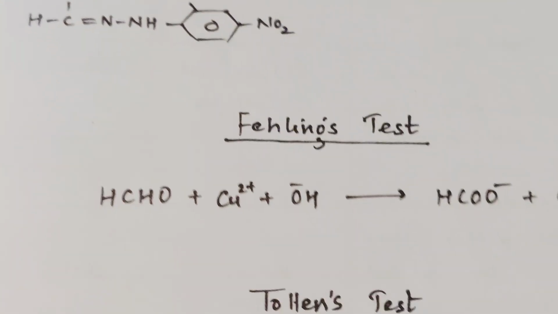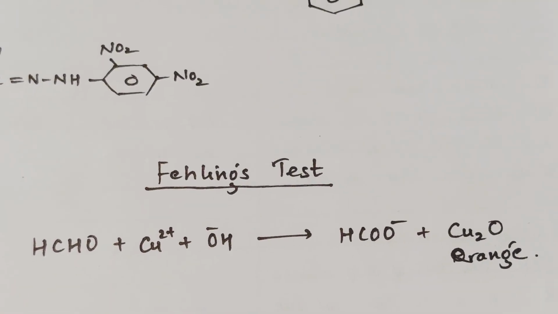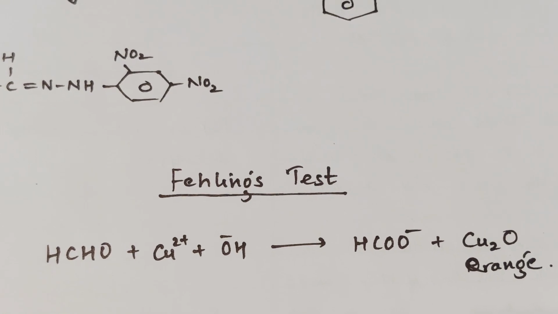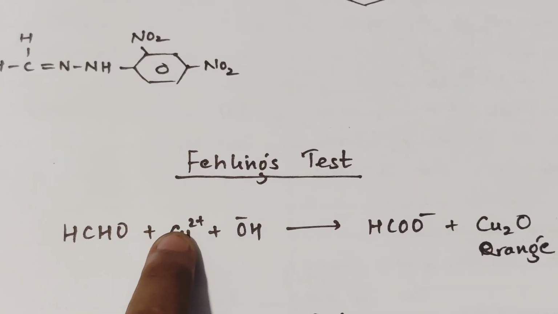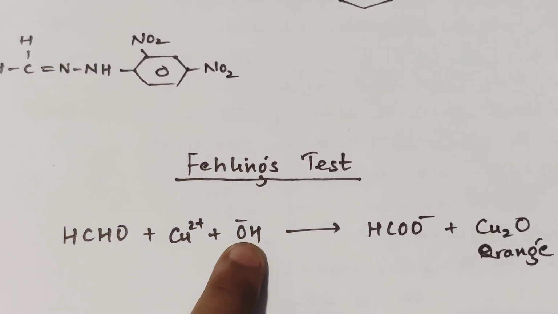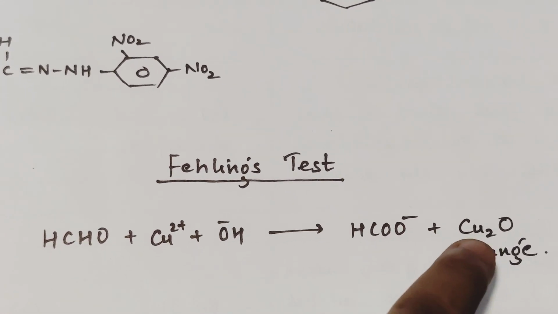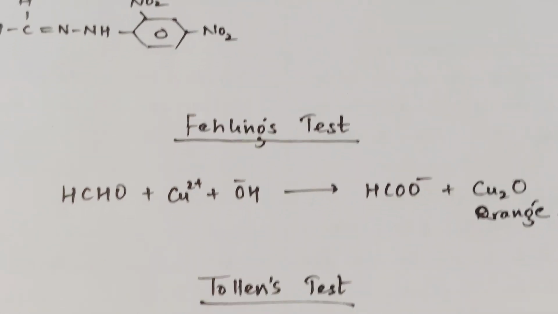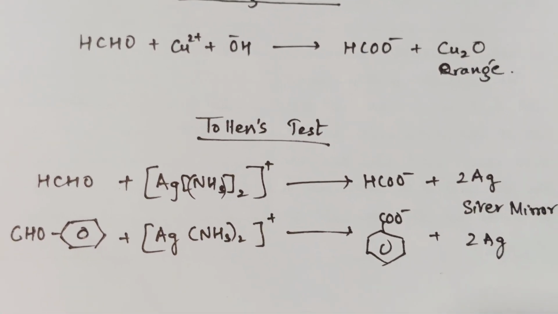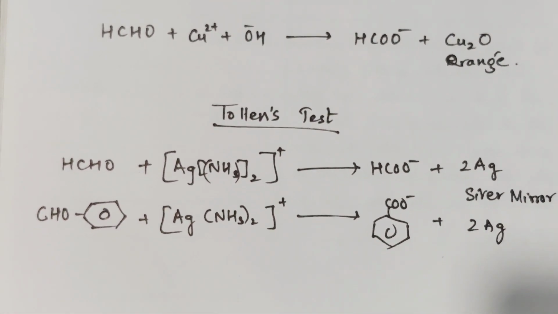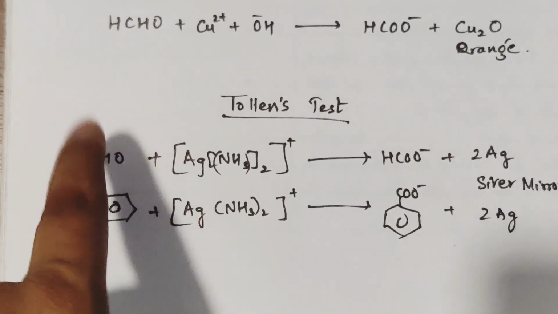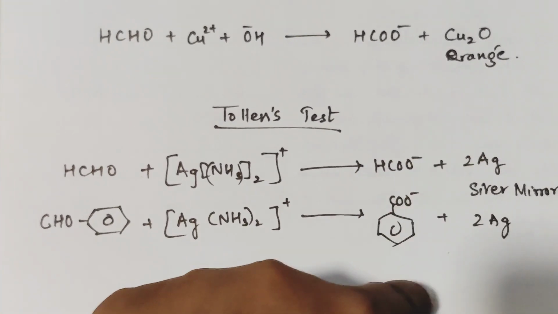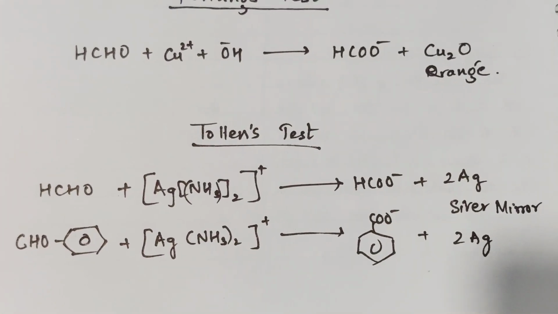Now the next one is the Fehling test, which is only given by the aliphatic. In this case formaldehyde reacts with the Fehling reagent, which is a blue color copper solution, and the Rochelle salt, and forms an orange color precipitate, that is Cu2O. And the Tollens test is given by aliphatic as well as aromatic aldehyde. It is ammoniacal silver nitrate solution. In both cases it will form the silver mirror here.